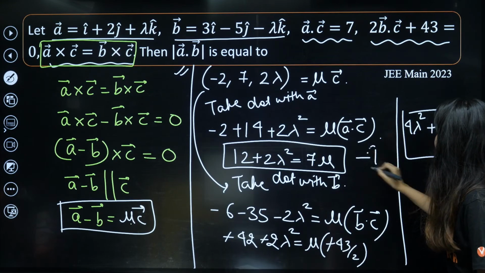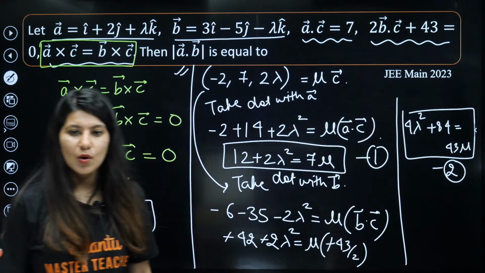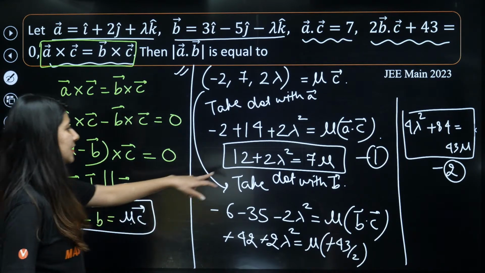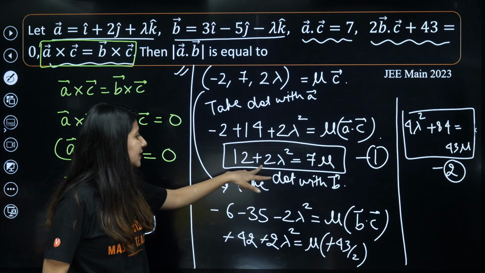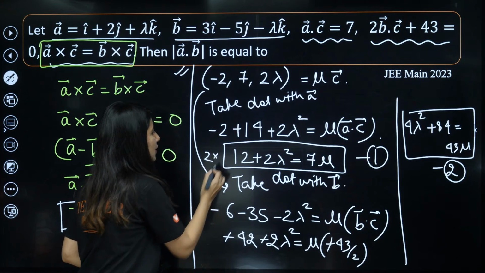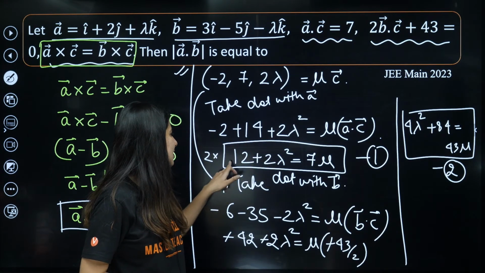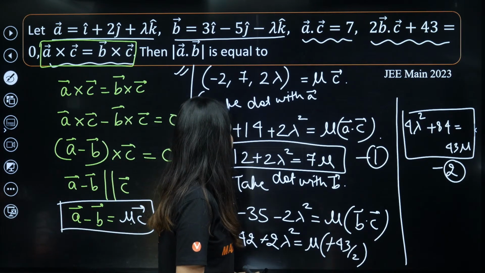Now you need to solve equation number 1 and equation number 2. Let me know in the chat box, what is the value of lambda? You just need to multiply this with 2, or you can tell me the value of mu as well. So multiply this with 2, and you will get 4 lambda square. Subtract these two equations, you will get 84 minus 24.